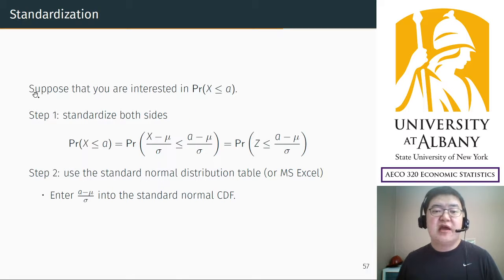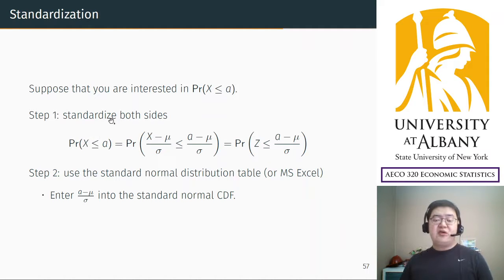First, suppose that you are interested in the CDF, the probability that the original random variable is smaller than a value a. Then how can we calculate this? The idea is we have to standardize x. We know how to standardize it. But what you have to be careful about here is that you have to standardize the other side of the inequality so that the inequality does not break.